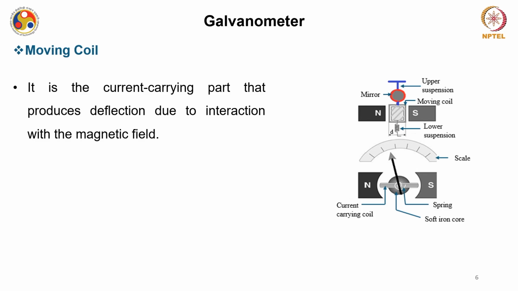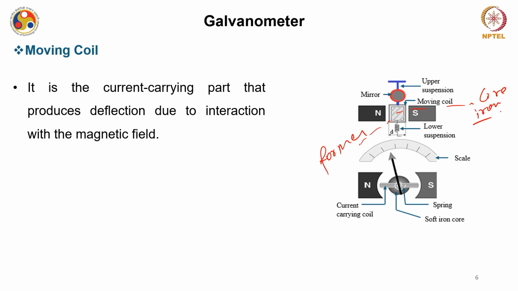Let us talk about the moving coil. It is the current carrying part which produces deflection due to interaction with the magnetic field. This coil is placed on a former, this part is the former, and inside you have a core which is stationary. This coil is wrapped on top of this former and inside you have an iron core.